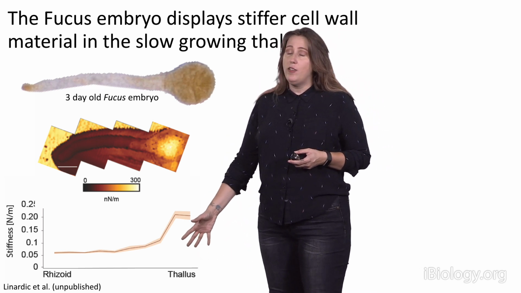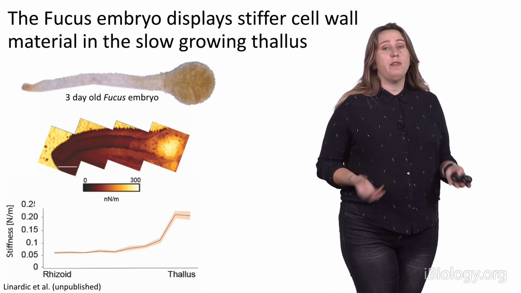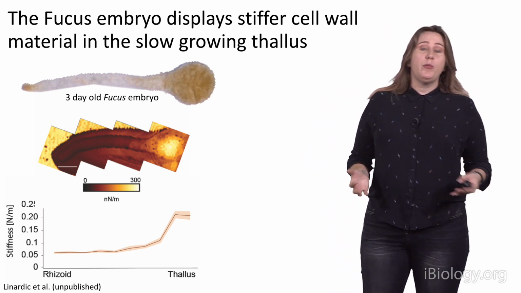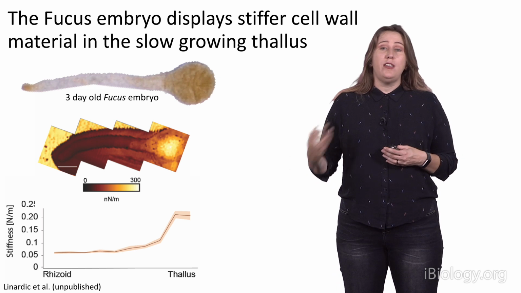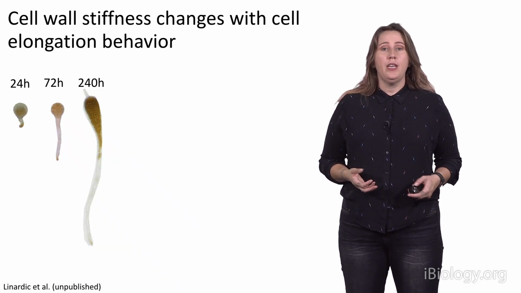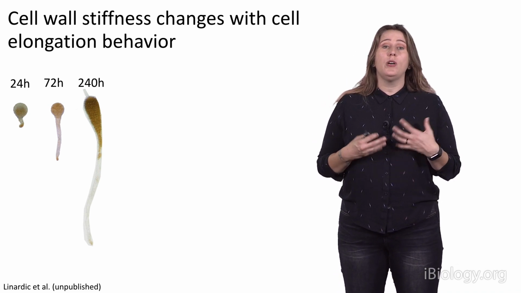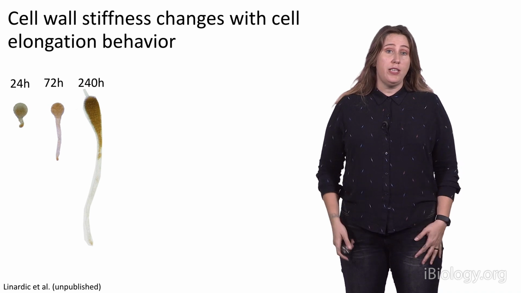And you can see that here graphically represented over many, many samples. So this really was a trend that we were seeing. And it fit very well with what we saw in plants, where the stiffer the matrix was, the slower growing the cells would be. So we wanted to ask whether or not these would change in time and whether that would correlate interestingly with the growth behavior of the samples.